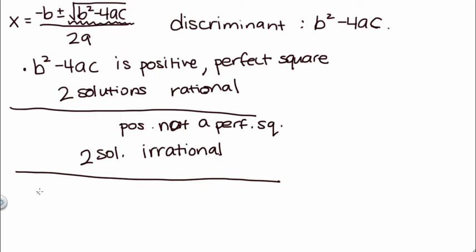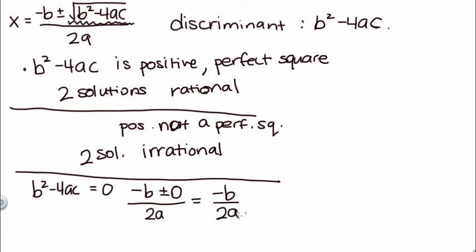The only time that you'll have one solution is when b squared minus 4ac, or the discriminant, is equal to 0. If it is equal to 0, then up here you get negative b plus or minus 0, right? Because the square root of 0 is 0, over 2a. So you don't have two solutions, you just have one solution. Negative b over 2a is your only solution. So you have one solution, and it's going to be rational, right? Because there's no square roots anywhere to make it irrational.